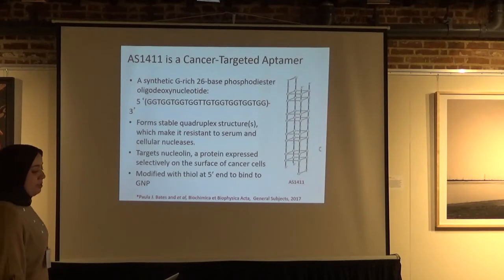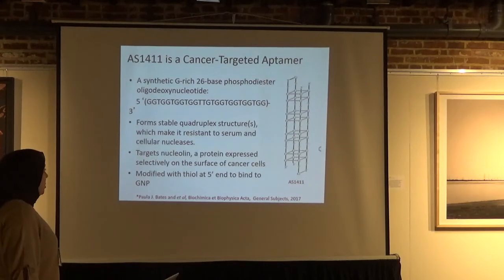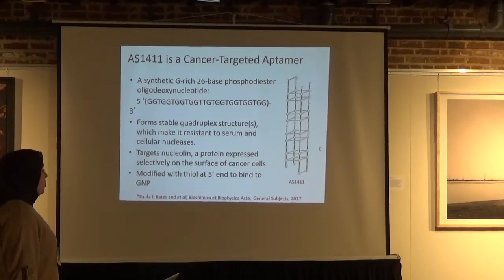So ES1411, as Rajat mentioned before, is a small DNA. It's a G-rich 26-mer oligodeoxynucleotide. It forms a stable quadruplex structure, and that makes it very resistant to cellular nucleases. It targets a specific protein called nucleolin, which is expressed in cancer cells. And ES1411 has a thiol group to make it attach to the GNP.